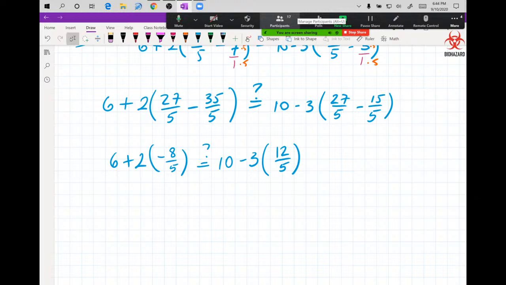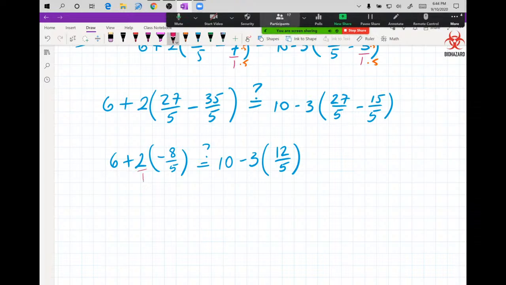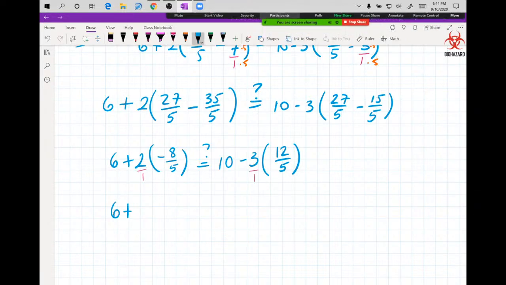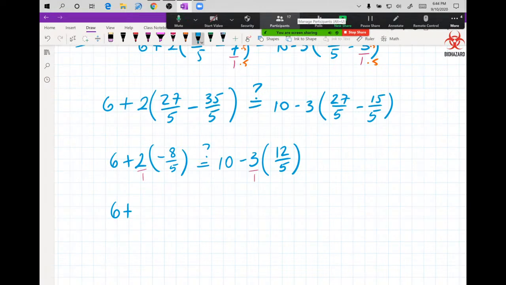Now it's time to multiply. I'm going to put more fractions in, over 1 and over 1, and multiply across. Still have my 6 plus, because what are my two operations now? It's addition and multiplication. Multiplication before addition, so I have to multiply first. I'm going to get negative 16 over 5, because 2 times 8, right, 16. And on the other side, I get 10 minus 36 over 5. So when you multiply negative 3 times 12, and then you multiply 1 times 5 on the bottom, which is 5.